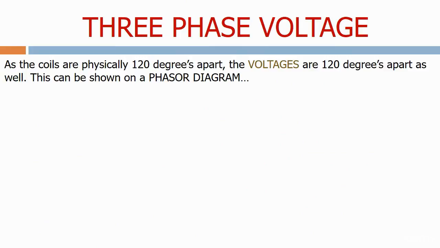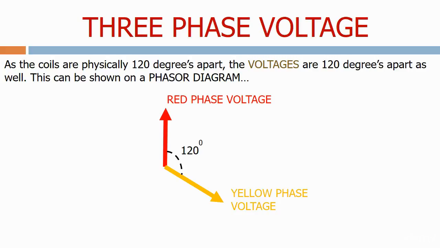As the coils are physically 120 degrees apart, the voltages are 120 degrees apart as well. This can be shown on a phasor diagram. First, let's put the red phase vector. Let's make it vertical as a reference point. Next is the yellow phase vector. This is 120 degrees apart from the red phase, because the coils are 120 degrees apart. Next is the blue phase vector.